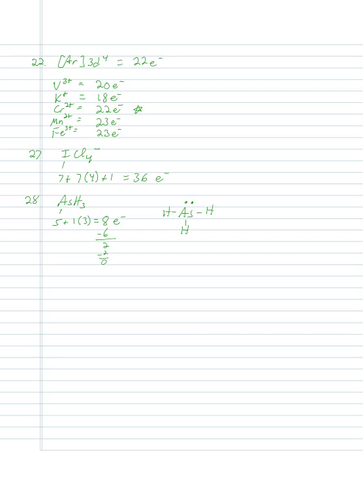All right. Let's see where we're at. 29. In which Lewis structure does the central atom have a non-zero formal charge? And this is another one of those problems where you've got to work each one of these out.